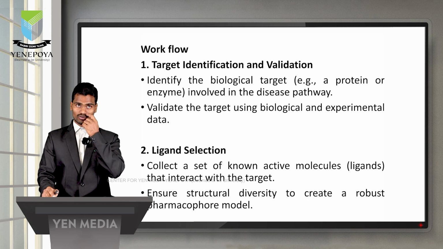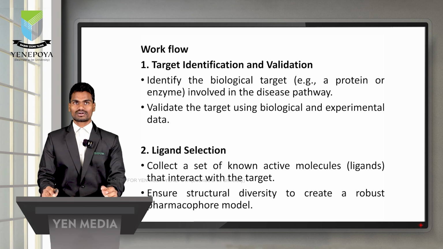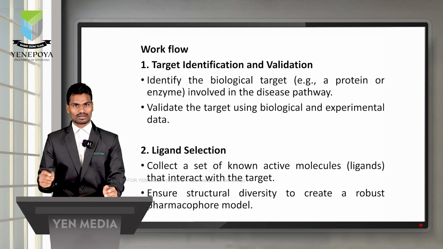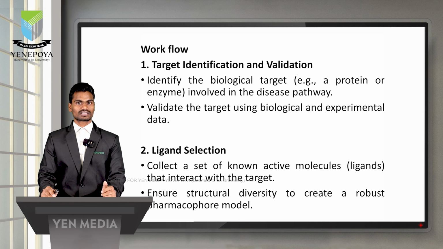The workflow of pharmacophore modeling involves, first, target identification and validation. For example, if a new disease arrives, after conducting so much research we will have knowledge about the pathophysiology of that particular disease and its root cause. The root cause may be an enzyme, a protein or a receptor. This is identified as a target. After that, we go for ligand selection, collecting a set of known active molecules from a chemical library. If it is not there in the chemical library, we go for structure design. After that, we ensure structural diversity to create a robust pharmacophore model.